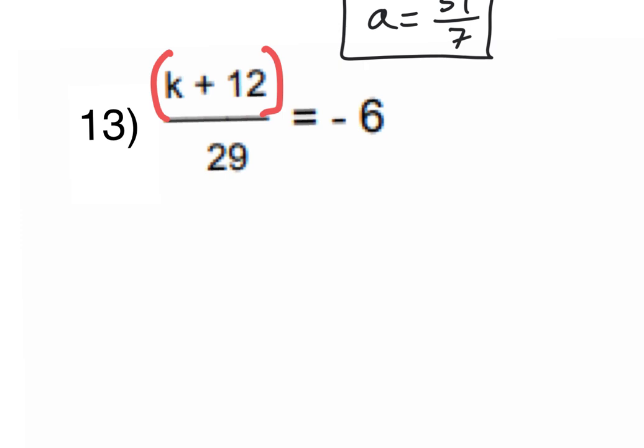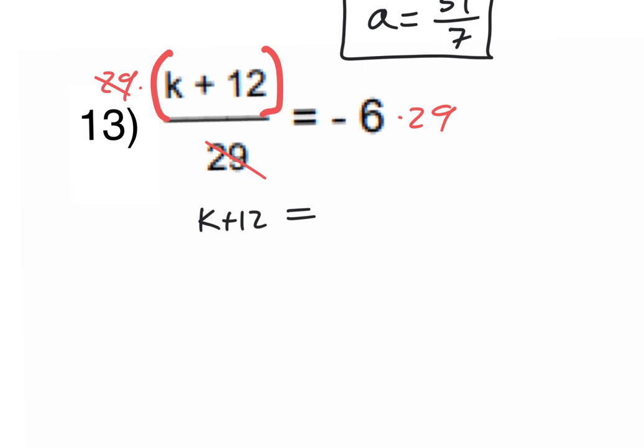I need to get rid of this 29. I don't want this fraction here. This whole thing is being divided by 29. So what I can do is I can just multiply both sides by 29. And that's going to let these 29s just cancel out. So now I have k plus 12 equals negative 6 times 29.